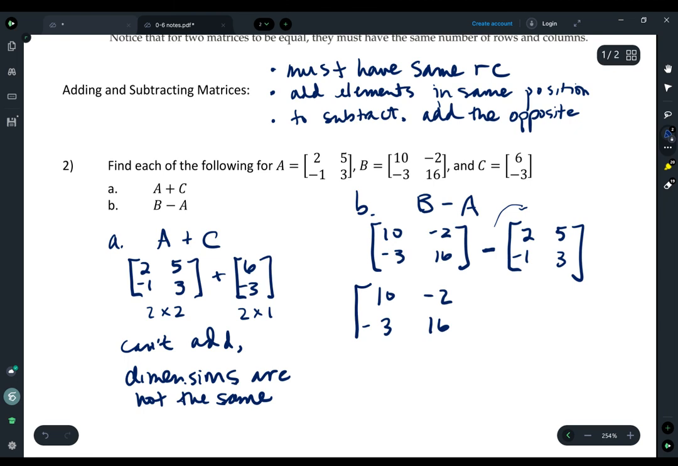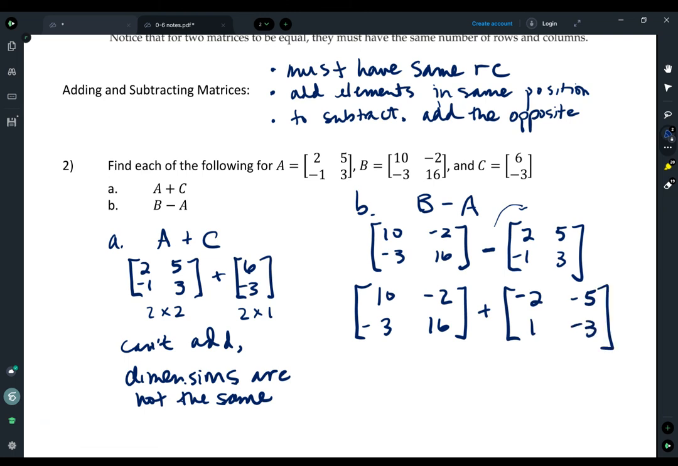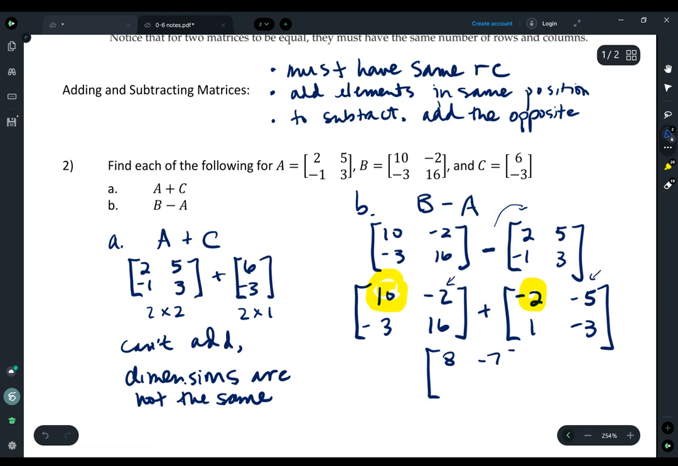You could really just do this in one step, but I'm trying to make sure that this is really clear. And then I want to make it a -2, a -5, a +1, -3. So I changed the sign on all of them, and this is a plus. And now I can just add instead. So when I add, I'm adding things in the same position. So I'm adding the 10 with the -2 because those are in the same spot. 10 plus -2 makes an 8. So in my answer matrix, it's also going to go in that upper left-hand corner. And then I'm going to add the -2 with the -5, and that's going to go in the upper right. So that'll be a -7. So you're really just going through and you're adding up all those numbers that are in the same places.